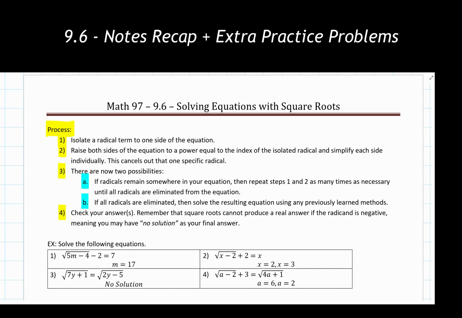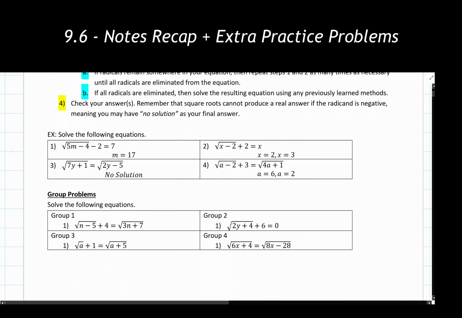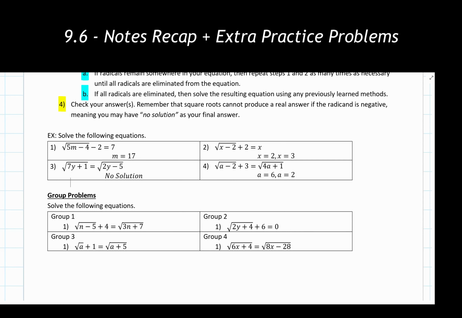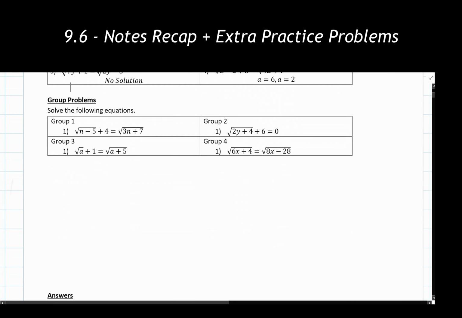So we'll scroll down here a little bit and give you some practice problems that you can go through on your own. Again, I'd recommend pausing the video here to give these a shot all by yourself or with people around you if you're working on this in a group. And we'll scroll down and get you the answers here.